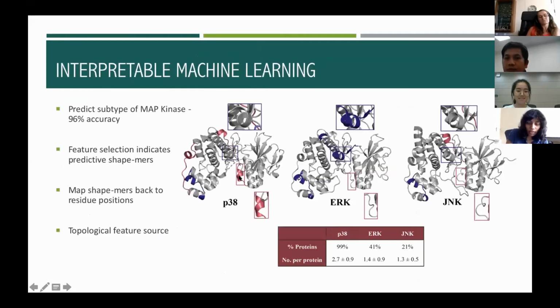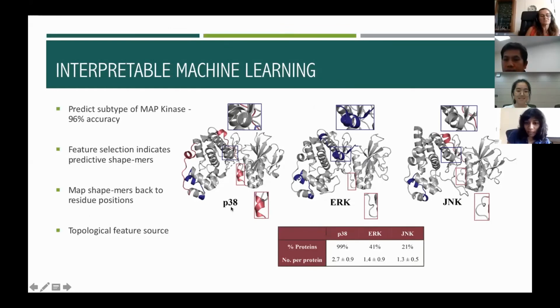And finally, a really neat application, I think, for this is in interpretable machine learning. Here we'll go back to the MAP kinase example. So we have 3 different subtypes and we predict which one a protein belongs to with quite high accuracy. But what we can also do is use feature selection to select the predictive shapemers to pinpoint which shapemers are actually informative for distinguishing these 3 classes, and then map those back to the residues where they belong.